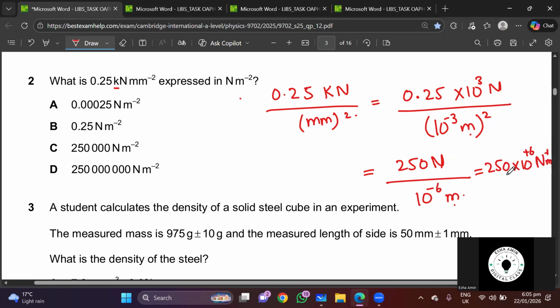So there will be 250 into 10 power 6. 10 power 6 means there will be 6 zeros, right? So the total there will be 7 zeros, right? So the answer will be D, or D option. Clear? Now let's do the next one.